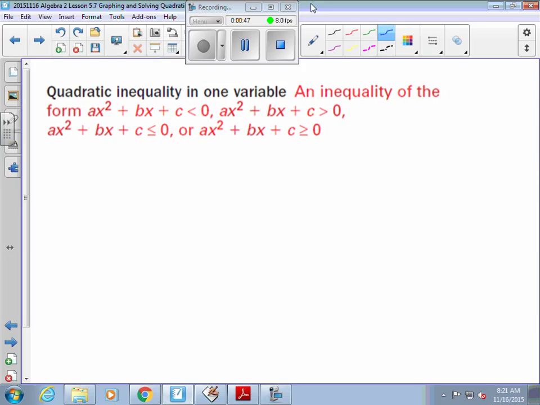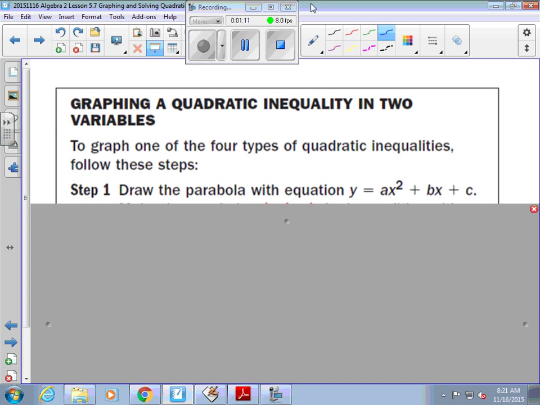When it is in one variable, notice there's only one. There's no y value. It's just x. And then on the other side, it's 0. So that's making it equal to 0. But again, same thing, since it's an inequality, less than or greater than or one of those with or equal to attached to it. So one variable versus two variables, y and x for two, just x for one variable.